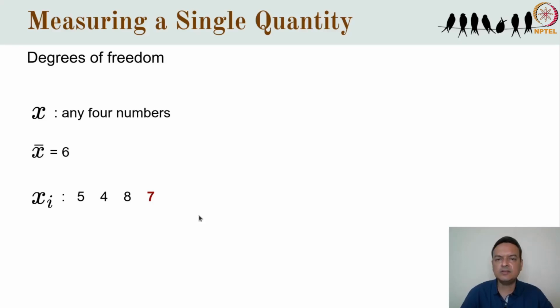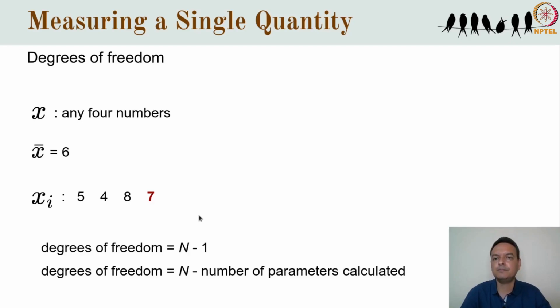Now once we have chosen 3 of the 4 numbers, the 4th number can be only one thing if the mean of the series is set at 6. The 4th number has to be 7. No other number in the 4th place would give a mean of 6. So I had the freedom to choose any 3 numbers, but once those 3 numbers were chosen, the 4th was fixed. We say in this situation that the degrees of freedom is n-1.